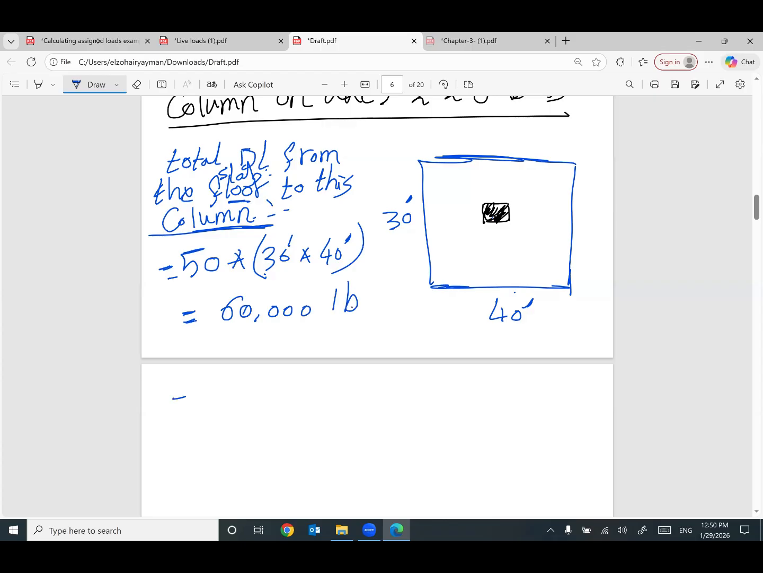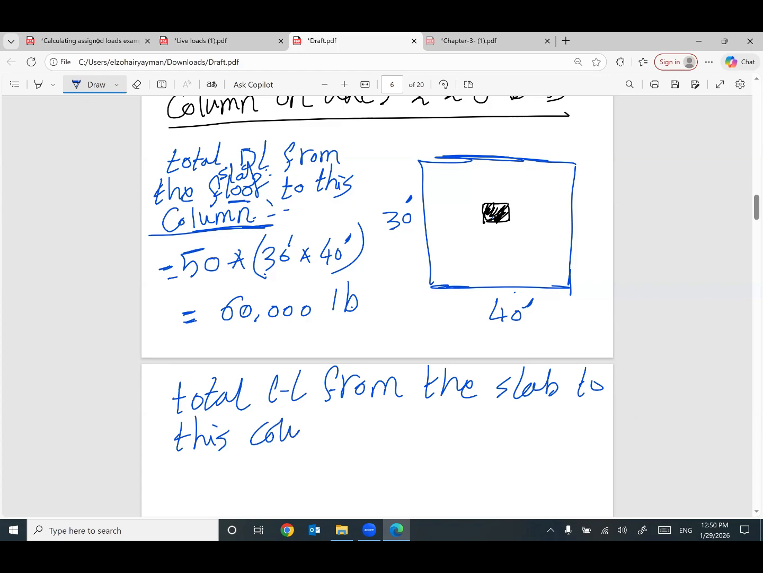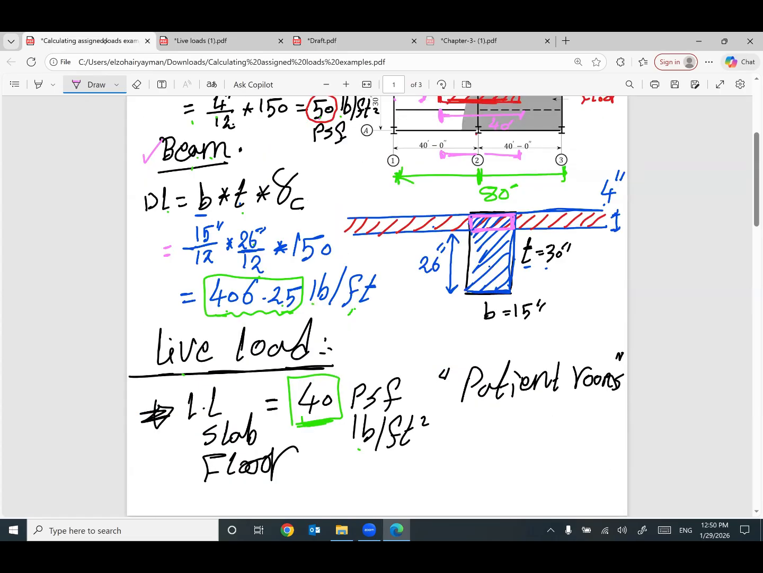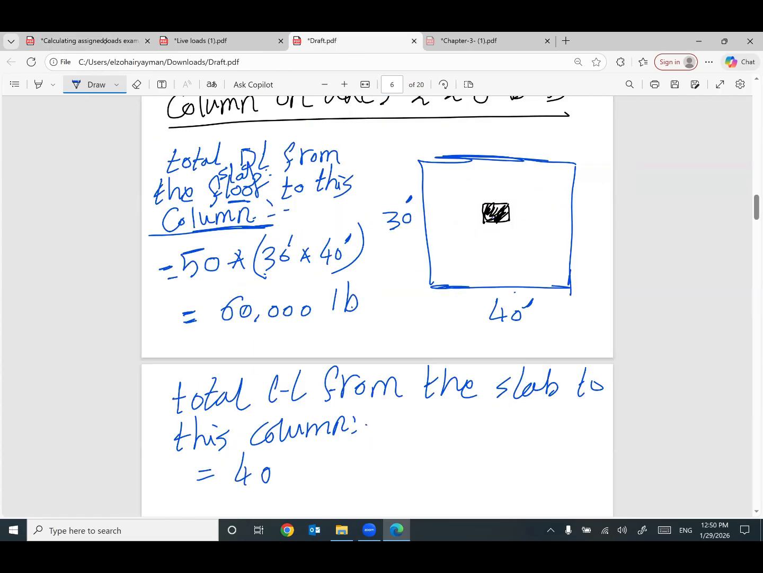And the total live load from the slab to this column will be the value of the live load, which is 40, times the area, 30 by 40.